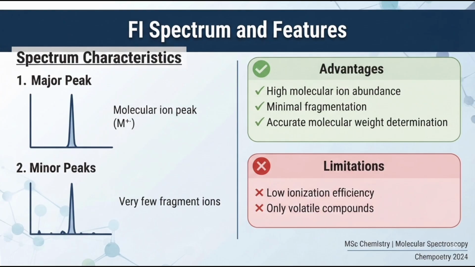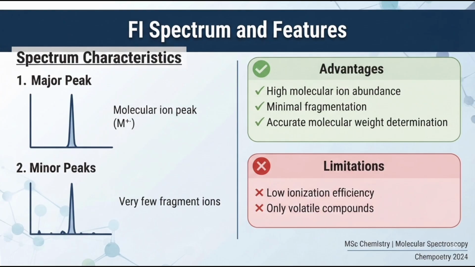What is a molecular ion peak? Suppose a compound has molecular mass 100. If field ionization produces the molecular radical cation, we may observe a strong peak around the m/z ratio equal to 100. This immediately gives us information about the molecular mass.